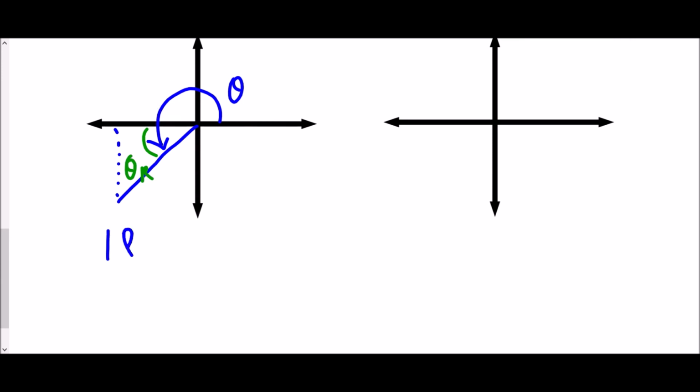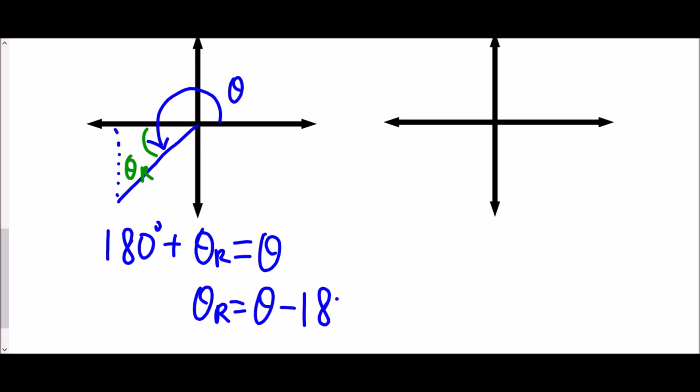So 180 degrees plus the reference angle gives you the angle of the whole thing. 180 plus this gives you the whole thing, which is angle theta. So now you can rewrite this. What is the formula for finding the reference angle? Subtract 180 on both sides. So the reference angle is theta minus 180.